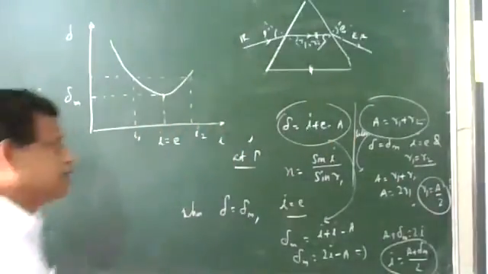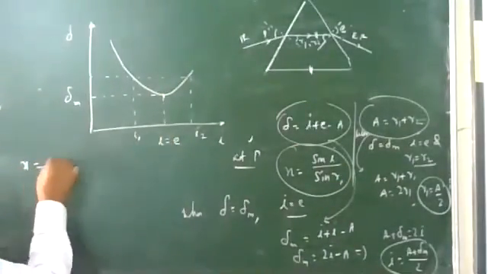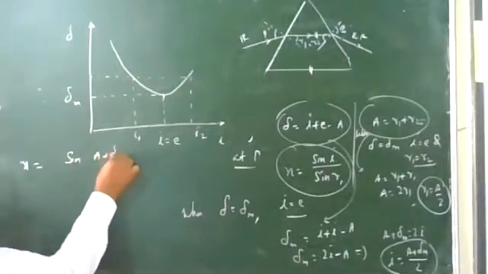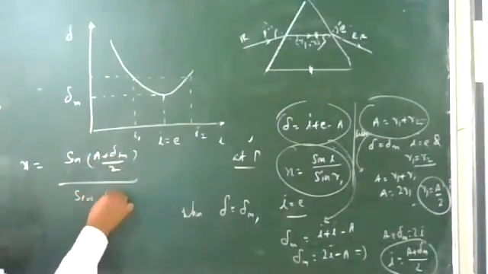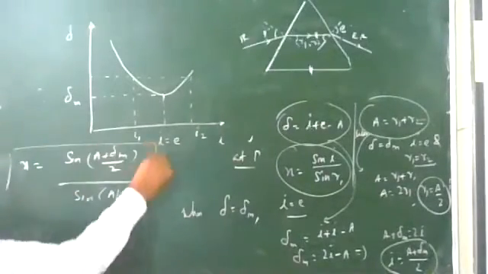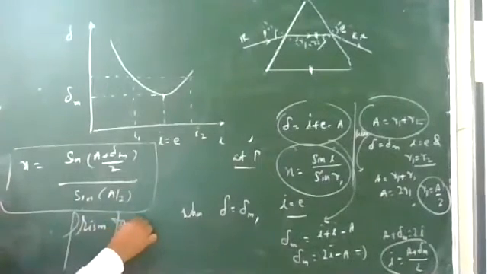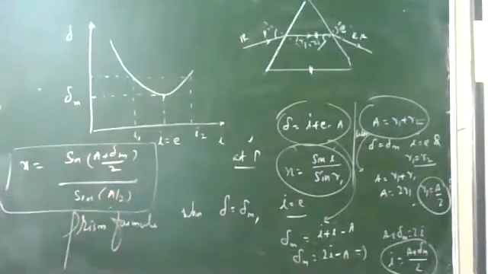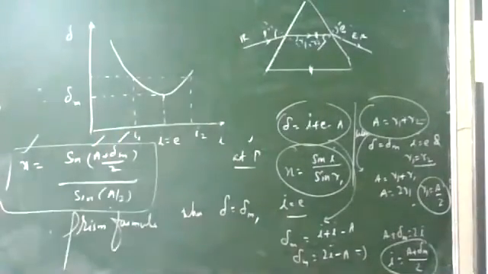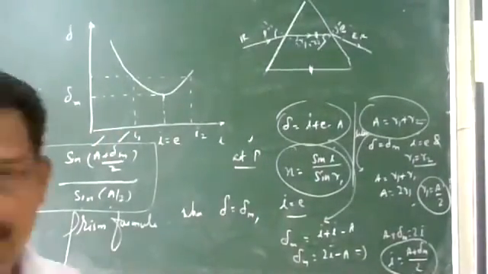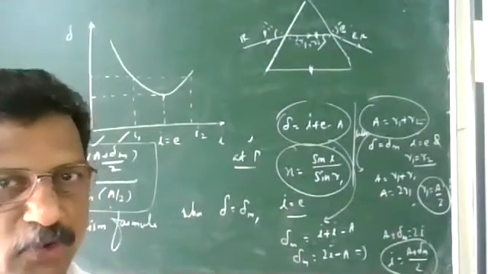Substituting in Snell's law, n equal to sine I upon sine R1, that is n equal to sine of (A plus dm) by 2 divided by sine of A by 2. This is known as the prism formula. This is the equation involving the refractive index, angle of prism and minimum deviation.